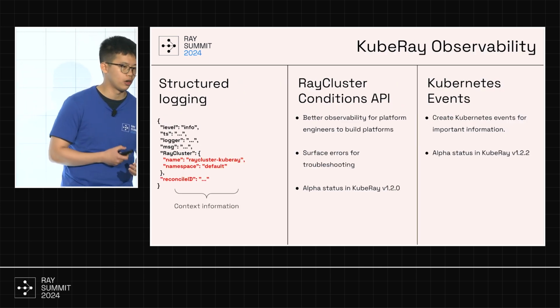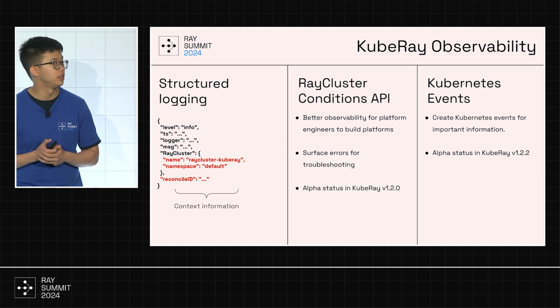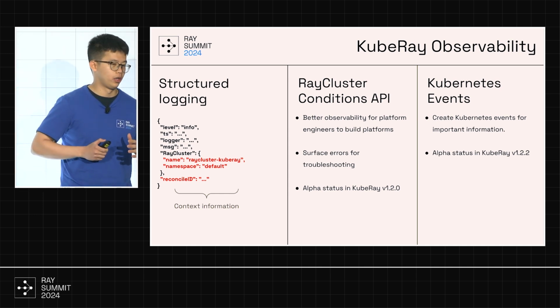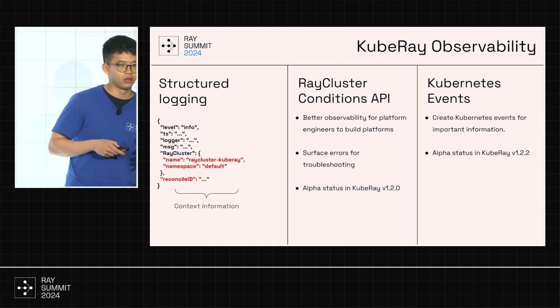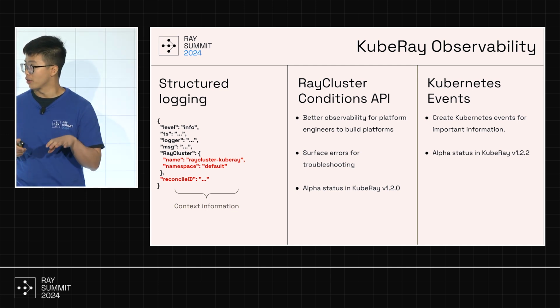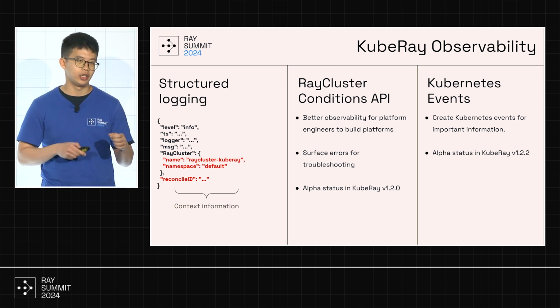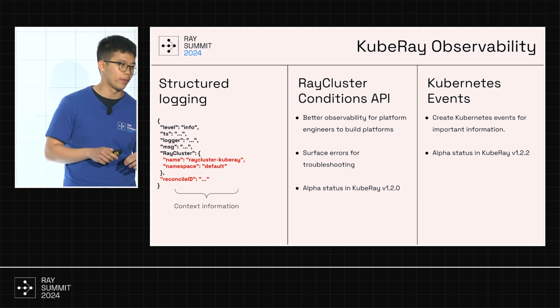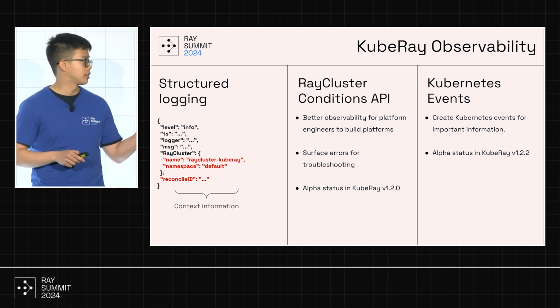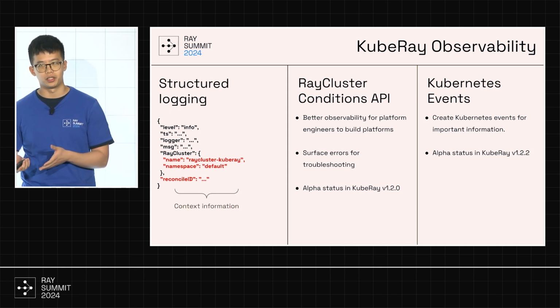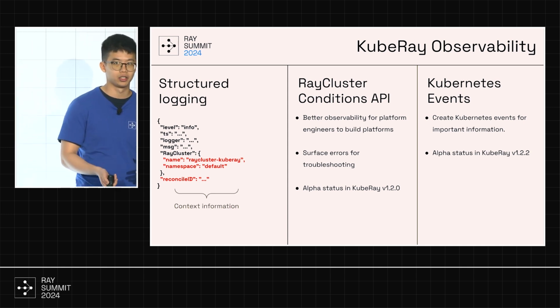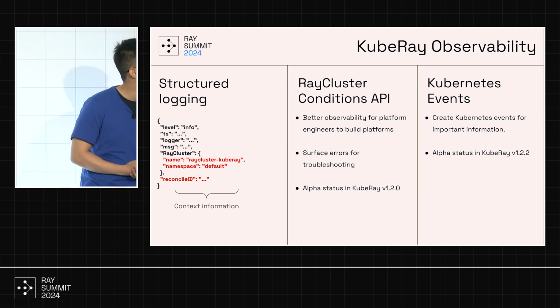Yeah, and there are also some observability improvements for KubeRay. The first is structured logging. Currently, KubeRay prints logs in JSON format, and each log message comes with context information, such as the custom resource name, the namespace and the reconcile ID, so that it's easier to integrate with third-party logging solutions, such as Splunk, CloudWatch, something like that.